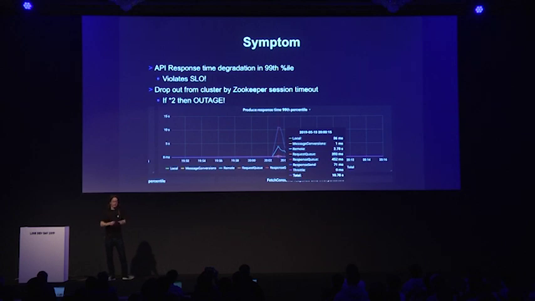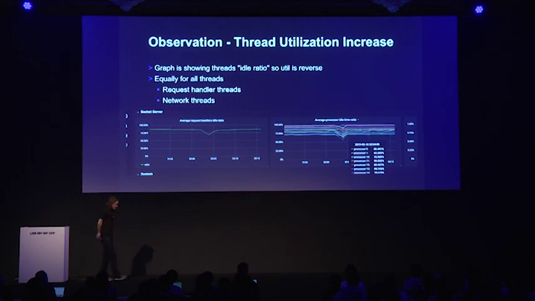When this kind of issue occurs, it's very rare, but sometimes a ZooKeeper session times out and the broker drops out from the cluster. If this happens in two brokers at the same time, which means that two replicas will drop out at the same time, then it will lead to a real outage. So it was a very critical issue. And we started our investigation, and we found several points.